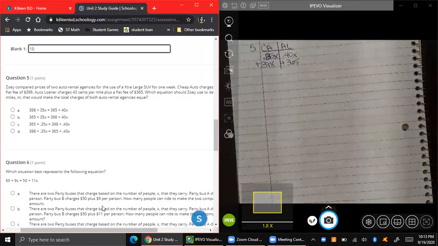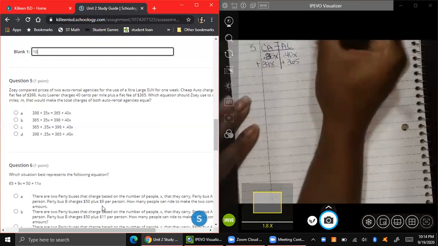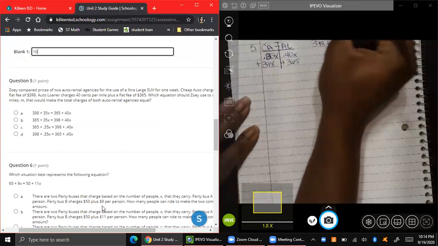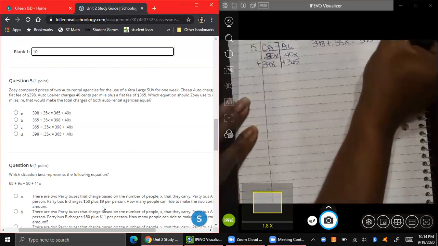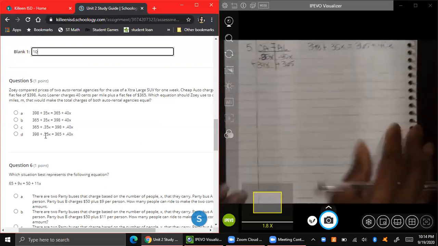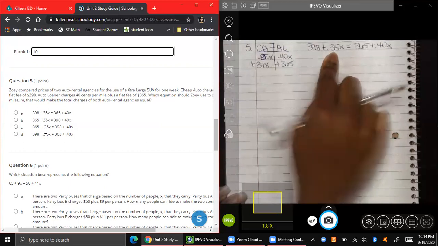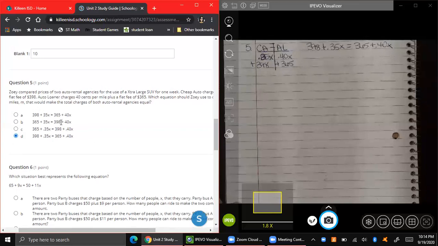Which equation should Zoe use to determine the distance in miles that would make the total charges in both auto rental agencies equal? So we want to set them equal to each other. So we have 398 plus 0.35x equals 365 plus 0.40x. So the first thing that I can see is that A and B do not have decimals. They left it as dollars. So it definitely cannot be either one of those. So it's one of these. And I see that according to my equation, 398 and 0.35x needs to be on the same side. This one has 365 and 0.35, and then 398 plus 0.35. So it has to be this answer choice.